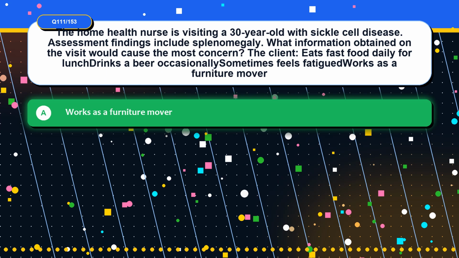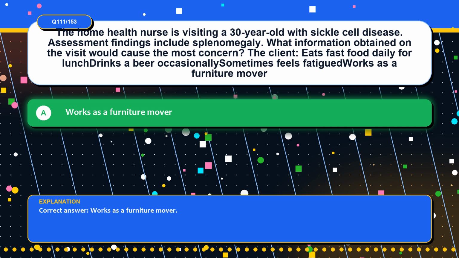The correct answer is option A. Works as a furniture mover.